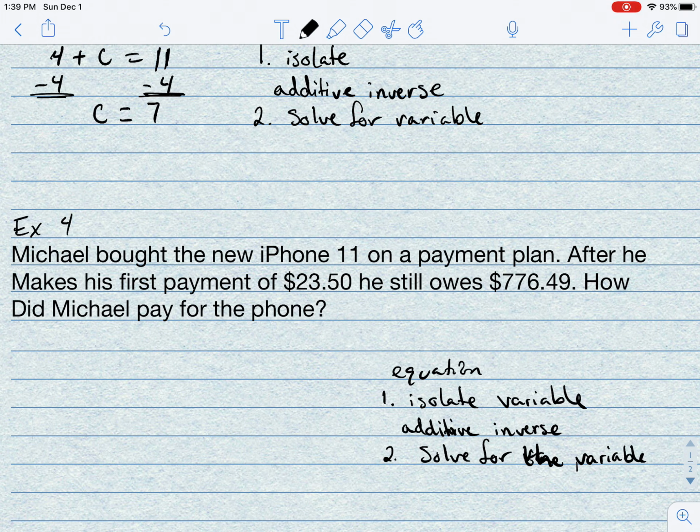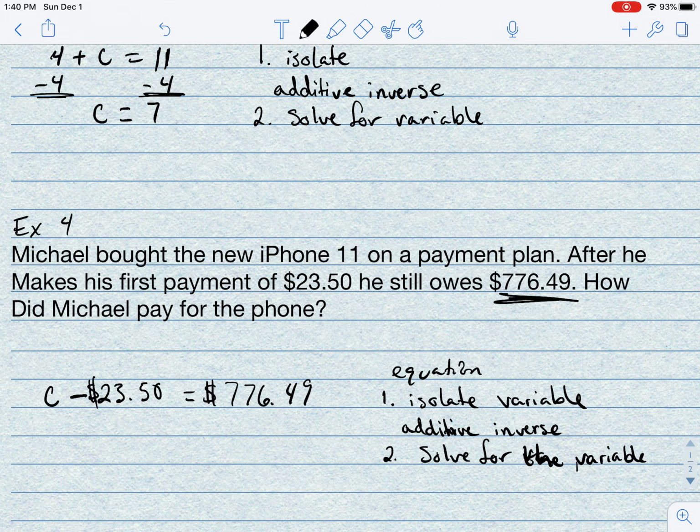So we set up our equation, our unknown or our changing value. I'm going to put C for cost. So cost of the phone, and he made one payment of $23.50. So we know that the total cost of the phone minus his first payment, and that is going to equal what it says right here. He still owes $776.49.